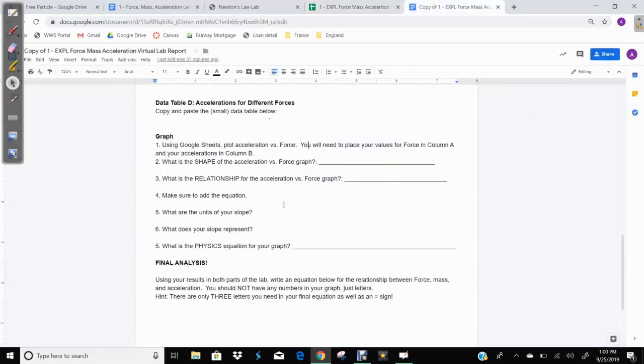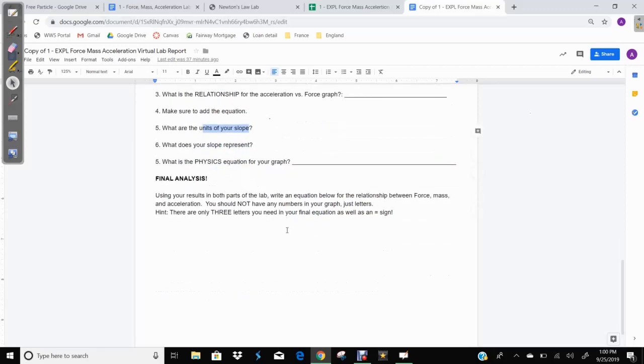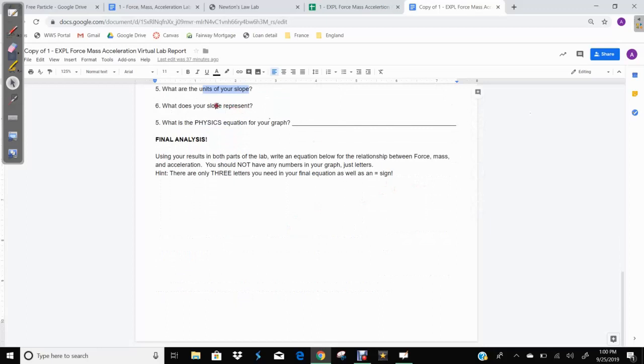So going back to the lab report, the shape of this graph is a line, and it is linear for the relationship. We added the equation, units of our slope. Okay, so let me scroll down again here. We're going to do the same thing that we did before in looking at these three. So for our graph, remember, we did acceleration versus force.